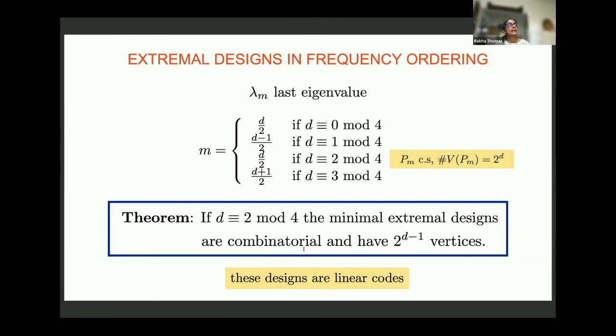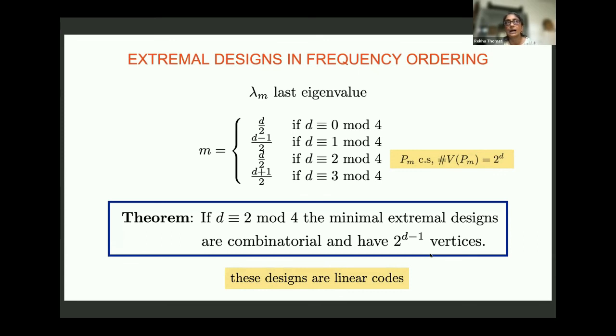In the cube, because of the high amount of symmetry, we expect combinatorial designs to exist for all values of k. And in this case, we know exactly what they are. They consist of 2 to the d minus 1 vertices, and we can also say what they are. But the surprising thing with these hypercubes is that we did not get these results by using our theorem. We got these results by actually working with codes. So these designs are actually linear codes.